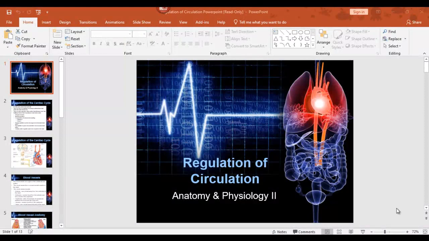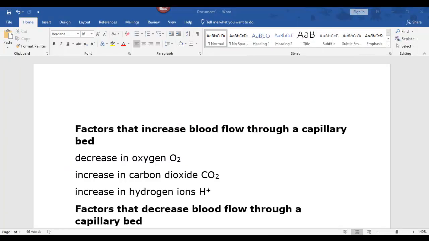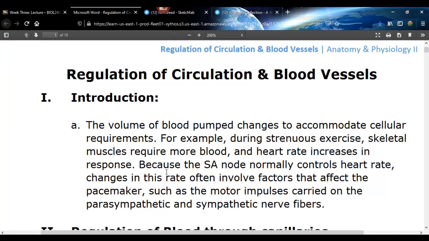Regulation of circulation is actually a pretty detailed subject. It deals with how blood flows in the body and what controls it, and a big part of that is, of course, under the nervous system and the heart. But basically, here's a good example.